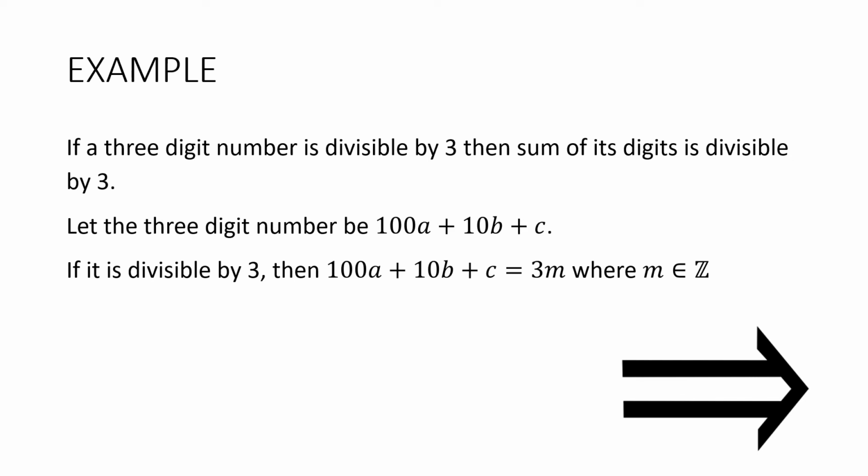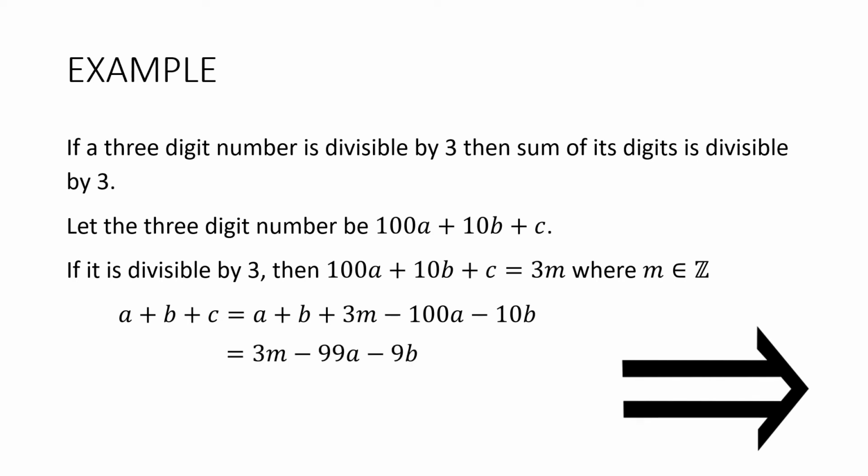If it's divisible by 3, then that expression is equal to 3m, where m is an integer. Now we want to know what a plus b plus c is equal to. And all I'm going to do is substitute, instead of c, I'm going to substitute in 3m, take 100a, take 10b, like that. Tidying it up, I can see that that is divisible by 3.